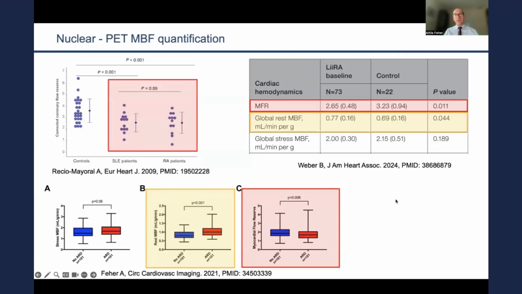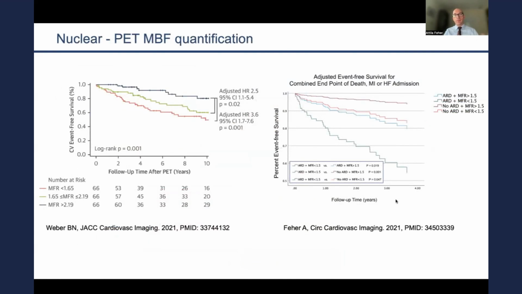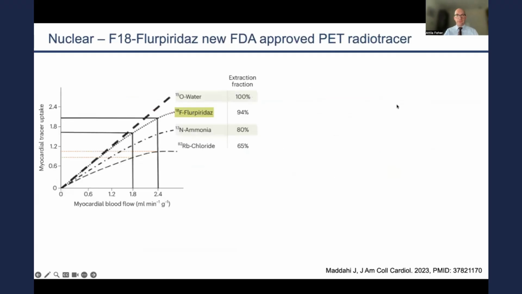What is the meaning of this? I'm not quite sure. They probably have baseline hypoxia or baseline conditions that increase the rest myocardial blood flow. However, regardless of whatever is causing the reduced myocardial flow reserve, it's predictive of outcomes, nicely shown by Brittany's group. And we also demonstrated this, showing that patients who have both autoimmune disease and reduced myocardial flow reserve do worse than those who only have one or none of these conditions.